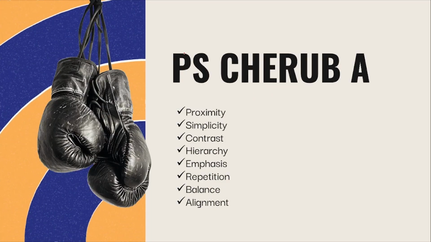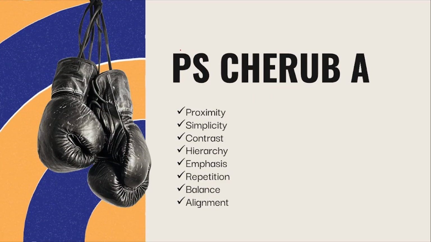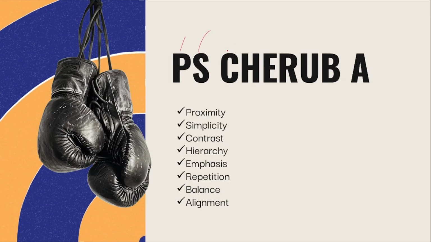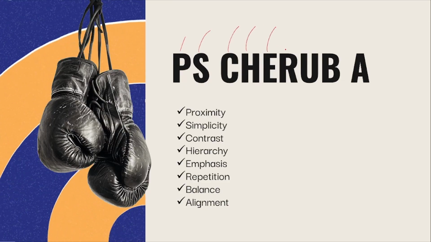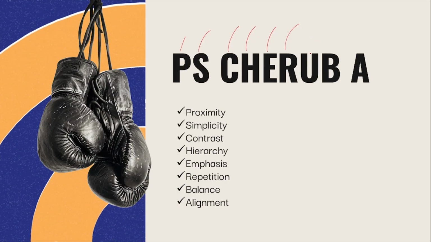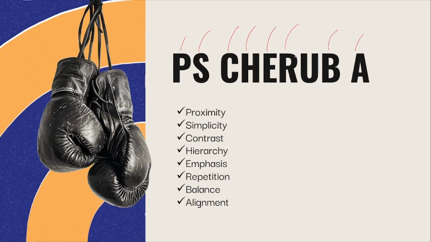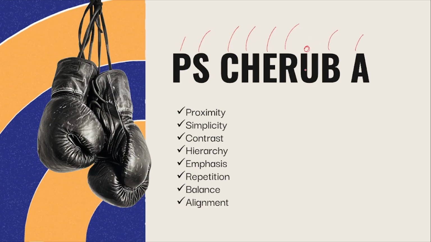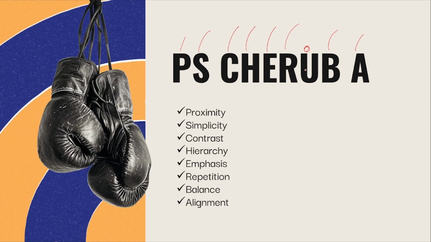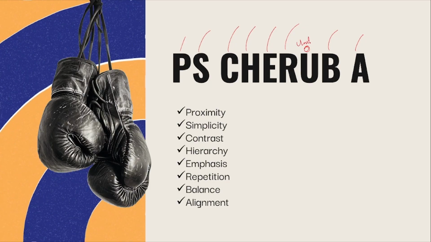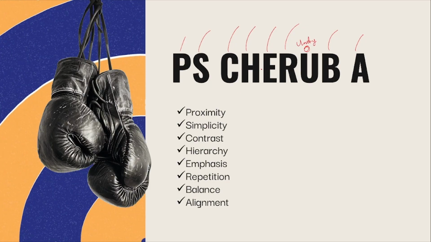Yeah, so we'll go through it again. PS CHERUB A, and here we have proximity, simplicity, contrast, hierarchy, emphasis, repetition, balance, alignment. What is this U? Yeah, I forgot to explain U, but oh yeah, I think I explained it actually. Unity, right? I just forgot to add it in.